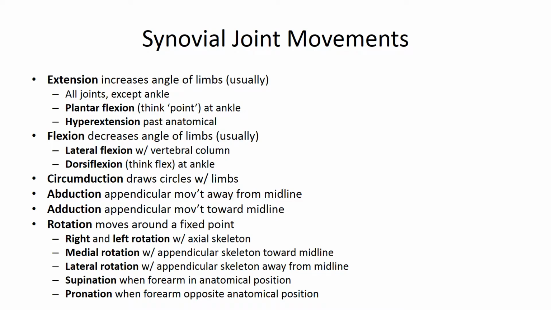Adduction is opposite to abduction, and it's an angular movement within the lateral medial plane that moves the body part toward the longitudinal axis, the second part of a jumping jack. Rotation is where you're moving around a fixed point. Medial rotation, for example, is where the anterior surface of a limb turns toward the midline of the body. Lateral rotation is the opposite to medial rotation, and that's where the anterior surface of a limb turns away from the midline of the body.